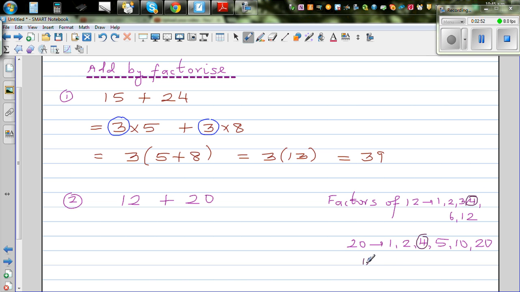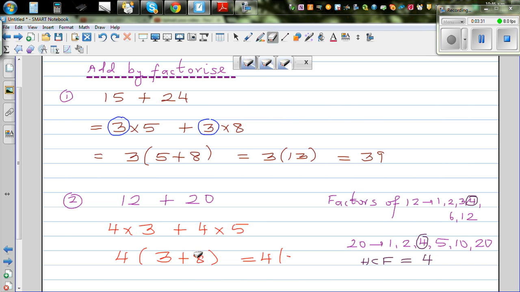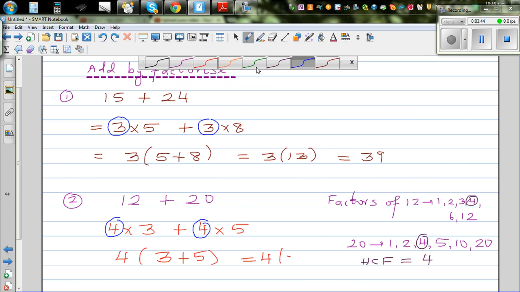This is also called the HCF. I don't know whether you learned HCF. HCF stands for the highest common factor. So the highest common factor is 4 for 12 and 20. So can we write this as 4 times 3 plus 4 times 5? We know the answer is 32, but we want to do this by factorizing. So this is 4 times, oh, I made a mistake here, 3 plus 5. What I've done is factor out the highest common factor, which is 4, and what is not common, you write in the bracket. So this is 4 times 8, and 4 times 8 is 32.